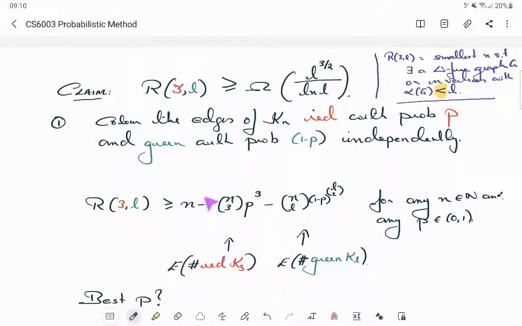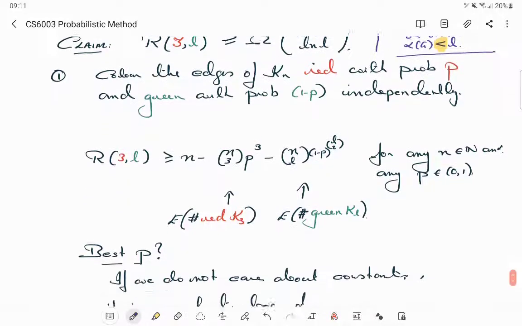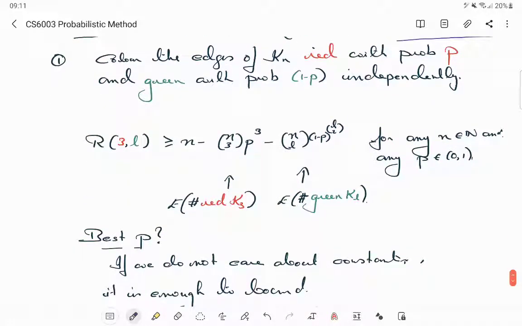Now this is an alteration method, or a double alteration method. You start with Kn, with an independent coloring with probability p. That's the colored Kn that you get. For every red K3 you delete at least one vertex. From every green KL you delete at least one vertex. So both those deletions contribute to these two subtractions. If you did not follow the details, I want you to pause and figure it out yourself, ideally without any pen and paper work. I want you to figure this out in your mind.